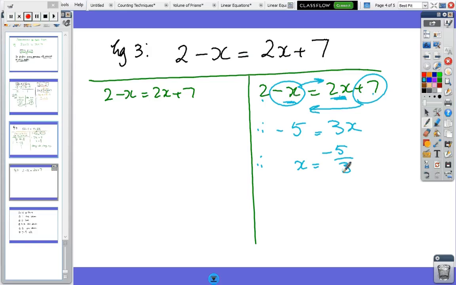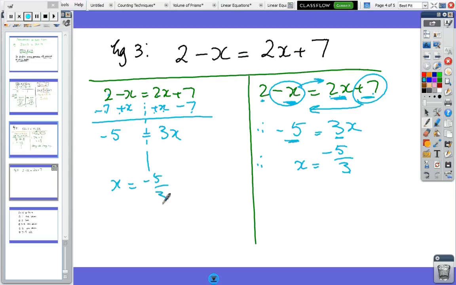So just remember, plus 7 becomes minus 7, so 2 minus 7 is minus 5. Minus x becomes plus x, so 2x plus x is 3x, and then divide by 3, so the 3 goes to the bottom. If you want to do it the slow way, over here, minus x, put a plus x, and plus 7, put a minus 7. But if you put a minus 7 on the right, you have to put a minus 7 on the left. And if you put a plus x on the right, you put a plus x on the left. So 2 minus 7 is minus 5. 2x plus 1x is 3x. And so x is minus 5 over 3.